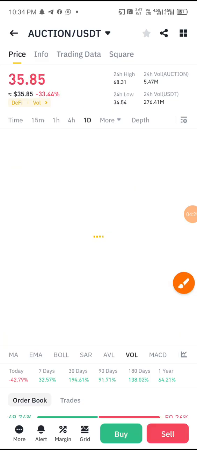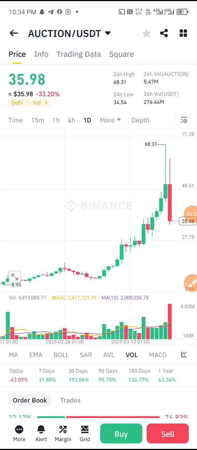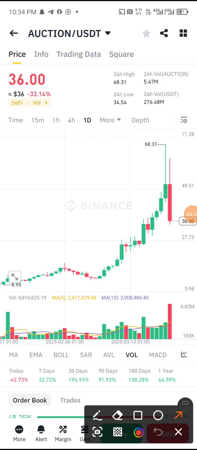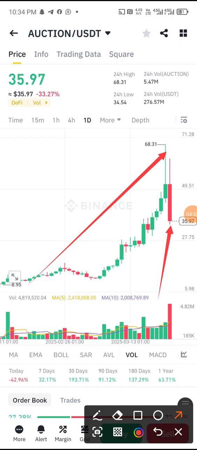Click on the one day. If you click on the one day, you see that it has been doing well. You see, it drops all the way from where? Wow. It moves all the way from 8.9 to 68. This is a serious pumping, and it has dropped to more than half of what it pumped. That is a serious movement. This shows that you can also invest in it because it's highly flexible and you make a lot from it.